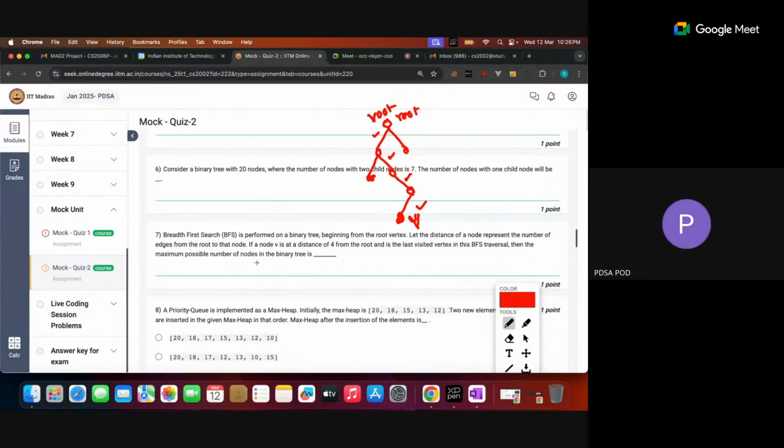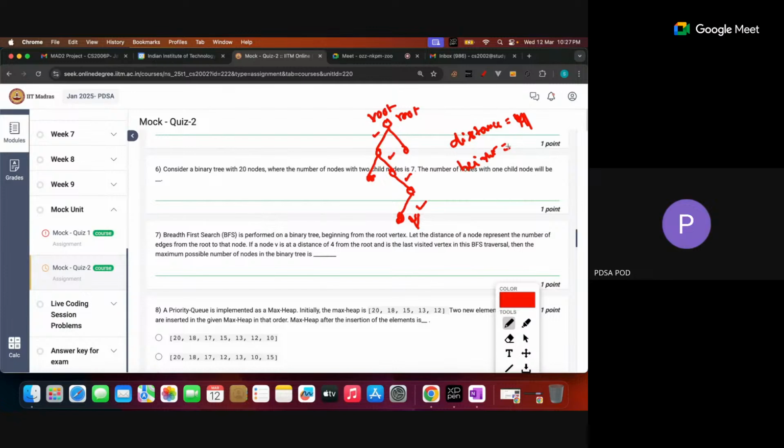Then the maximum possible number of nodes in the binary search tree. So here again the same formula, the maximum possible. Here again the height comes into the category. So what is the height of this? If the distance they have given is 4, like 1, 2, 3, because the distance given is 4, already 4 edges we are traversing. What is the height of this? 5. Yes.